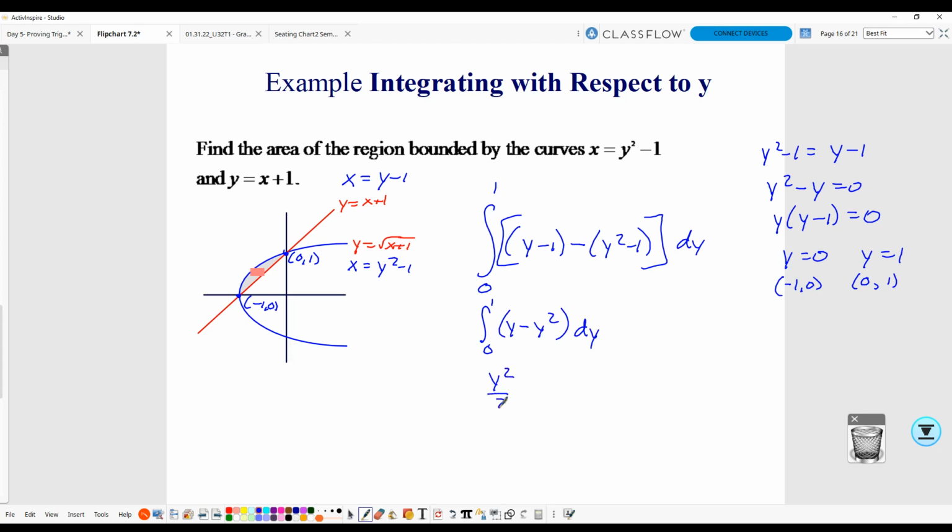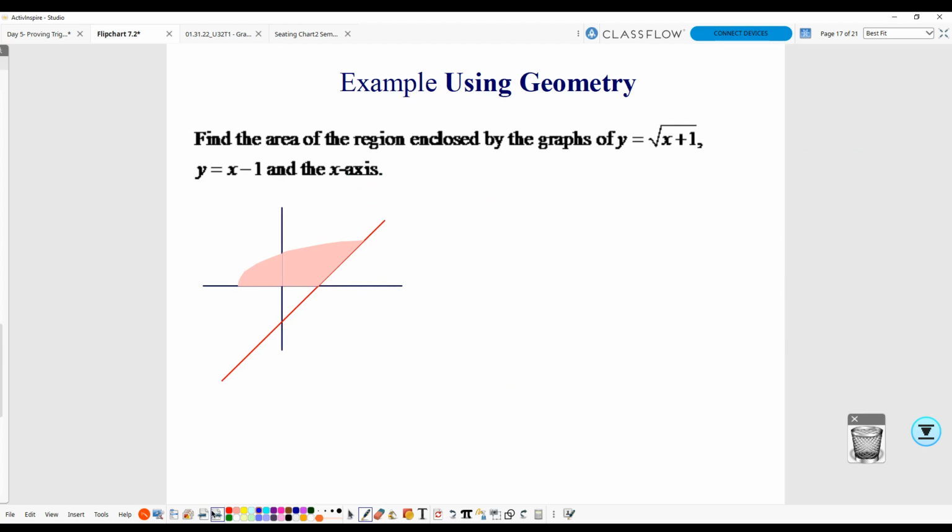It becomes y squared over 2 minus y cubed over 3, evaluated from 0 to 1. This is 1/2 minus 1/3. Now plugging in the 0. So 3/6 minus 2/6 is 1/6. In this particular example, we could have gone either direction, and it was easier in terms of y, doing the right minus the left and the top minus the bottom. They both worked. This one, doing the top minus the bottom is more of a challenge because the top curve changes.